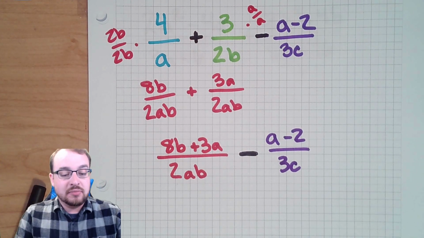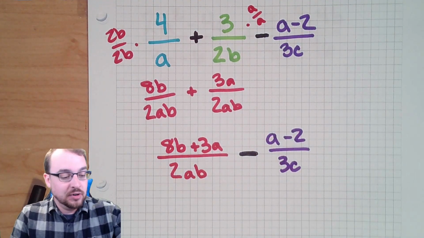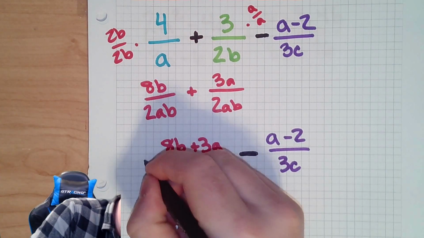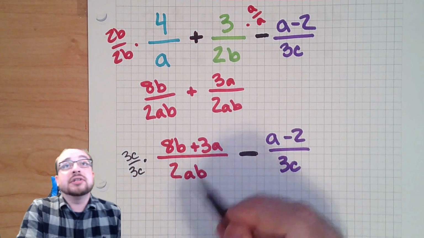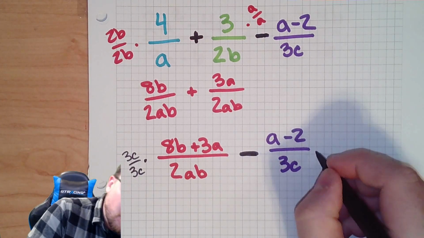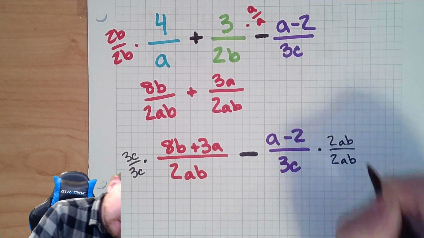We're going to use the same method we used for the original part to get these denominators the same. So I'm going to multiply by, over here, 3c over 3c. And of course, that will not change this value because I'm just multiplying by 1. And then over here, I'll multiply by 2ab over 2ab.